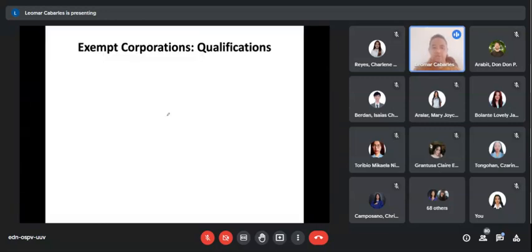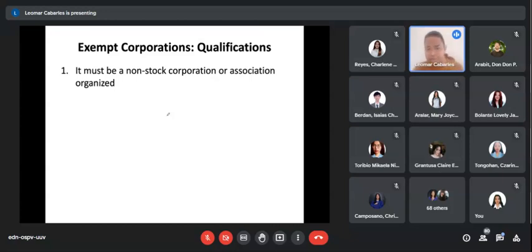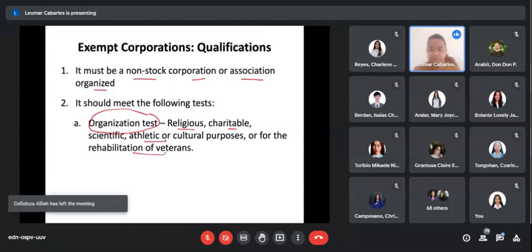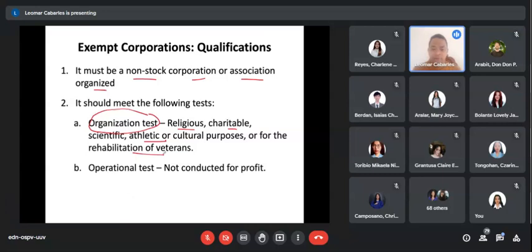Okay? So, sino-sino to mga to? Ang qualification, dapat non-stock corporation or association. Okay? So, it should meet also the following test. No? So, as an organization, dapat related sa religious, charitable, scientific, athletic, cultural, or for the rehabilitation of veterans. And finally, dahil non-stock nga siya, therefore it follows na siya ay not for profit.